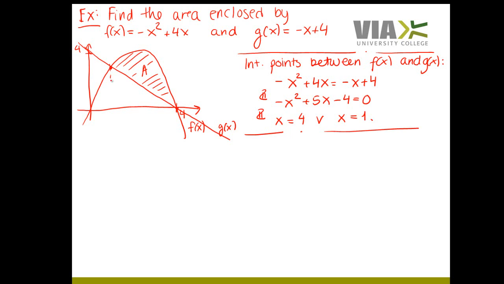So this must be 1, which we have here. Now we have the limits to our integral, and we are ready to calculate the area, which we have labeled A. So A must be equal to the definite integral from the lower limit 1 to the upper limit 4 of the upper function, which in this case is f(x), subtracted with the lower function, which in this case is g(x).